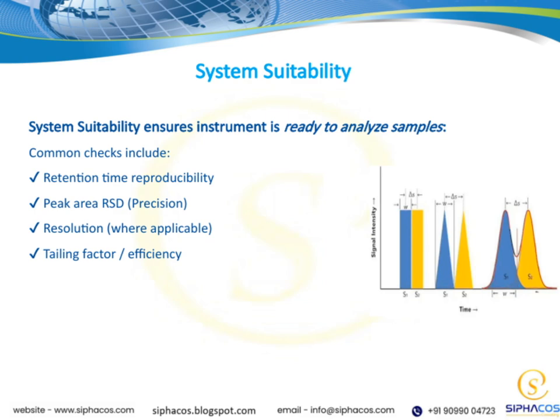We also evaluate resolution, where applicable, to confirm that our peaks are well separated from each other. Good resolution means less chance of overlapping peaks, which could otherwise compromise the accuracy of our analysis. Finally, we check the tailing factor or efficiency, which tells us about the shape of the peaks. Ideally, peaks should be symmetrical and sharp, indicating optimal system performance. All these checks together give us confidence that our instrument is performing well and that our results will be accurate and reproducible. This step is fundamental in maintaining the integrity of our entire analytical process.